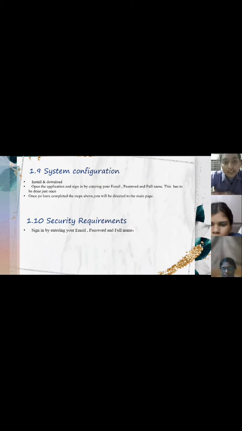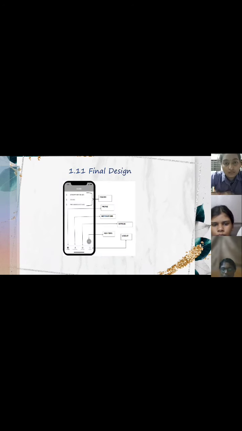System configuration is install and download. Second thing is open the application and sign in by entering the email, password and full name. This has to be done just once. Once you have completed the steps above, you will be directed to the main page. Security requirement is sign in by entering your email, password, and full name. So this is our final design of our application. First is folder, second is profile, notification, settings, add items, and logout.